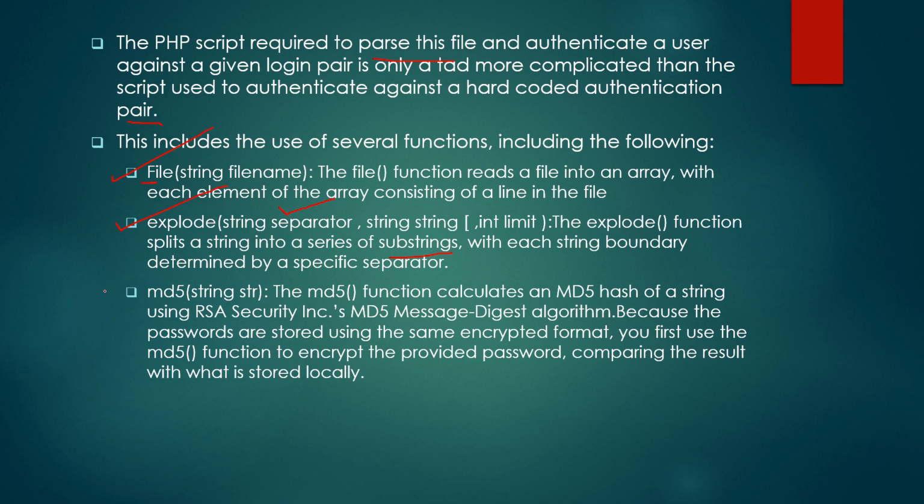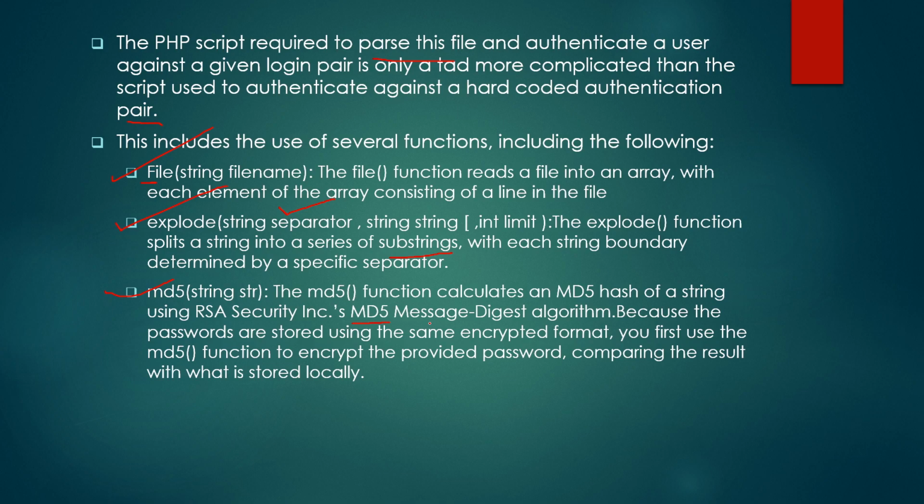Next, we have MD5. Now, MD5 is an encryption algorithm. Even this is optional, so in this video, we are just going to use the file function. The MD5 function calculates an MD5 hash of a string using the RSA Security MD5 message digest algorithm. Now, the full form of MD5 is message digest algorithm.